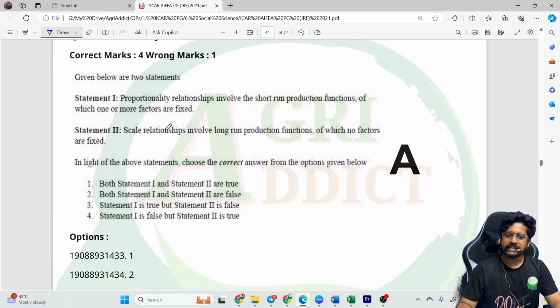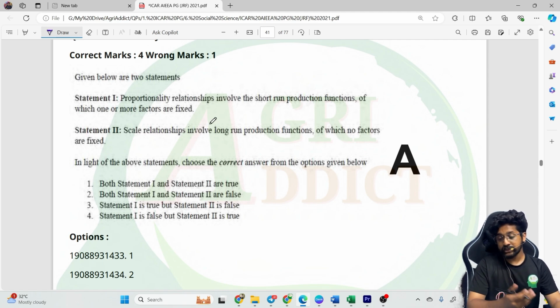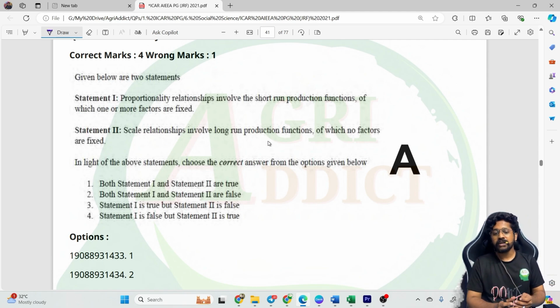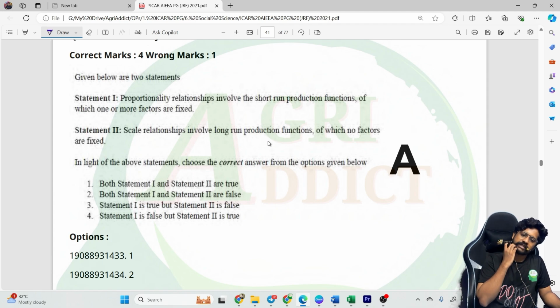Another statement question, statement 1. Proportionality relationships involve the short run production functions of which one or more factors are fixed. Yes, in the short run production functions, as we have discussed in another question in the same paper, one or more factors will be considered as fixed. At the same time, there will be many factors which can be considered as variable. So if at least one factor is fixed, we can consider the time period of the production process as short run. So statement 1 is correct.